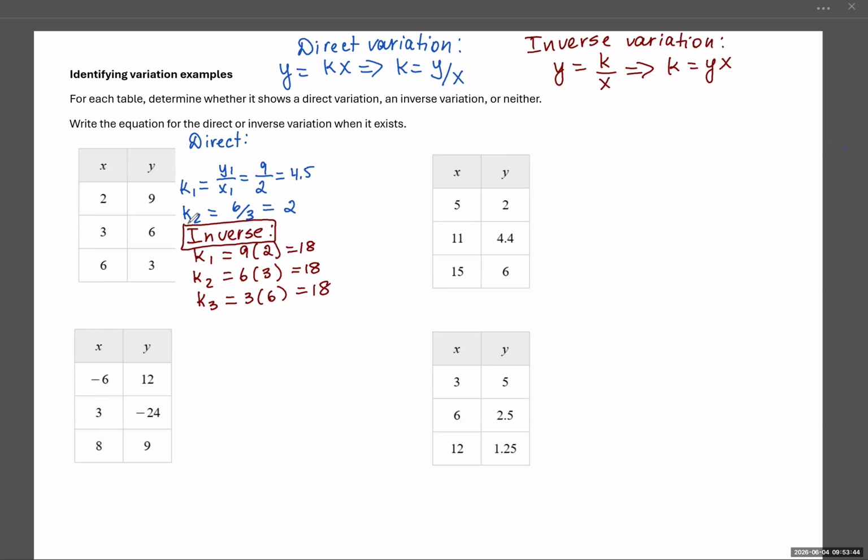And then we need to write the actual equation of variation for this table. We'll go ahead and put it kind of on the side. Y equals 18. This is an inverse variation, so x goes on the bottom.